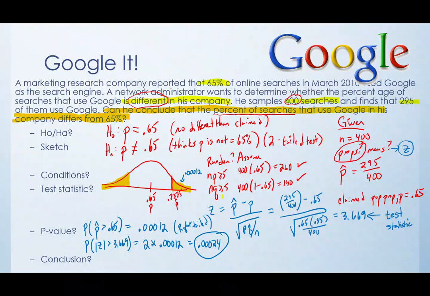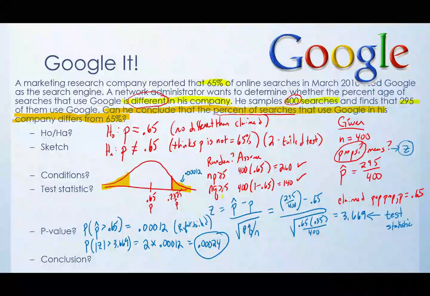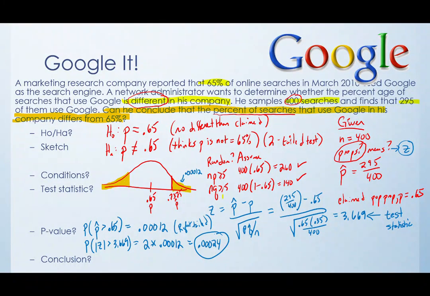And we're almost done. We need to do our conclusion. That's a super, super small probability. If the company still has 65% of their online searches using Google, the probability of getting the sample we did or anything further out in either direction is 0.00024, or 0.024% chance. Super small. That's super unlikely. We're going to say, I don't think that null hypothesis is right. So we're going to reject the null.